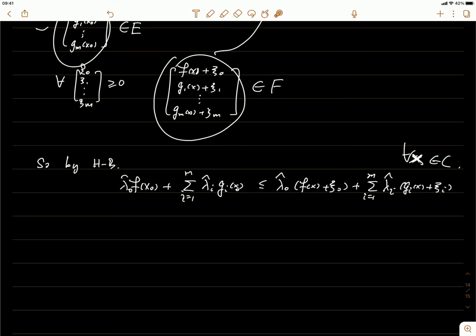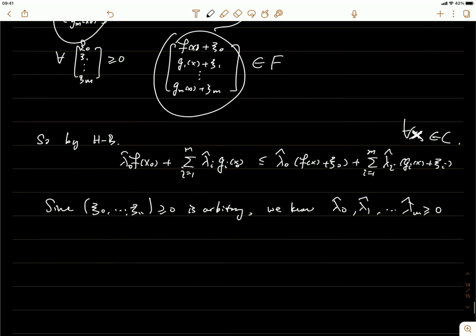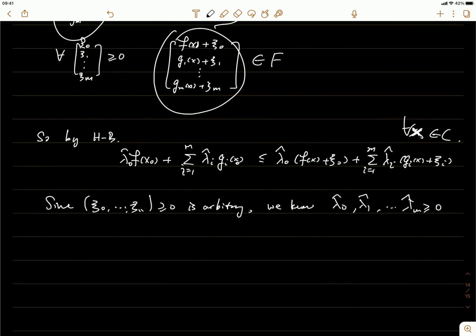And similarly, this must be greater than zero, because if it is less than zero, then by making this go to positive infinity, I can again make the right hand side go to negative infinity, and that is again a contradiction to this inequality right here. So since this c greater than zero is arbitrary, we know that lambda zero, lambda one hat, all the way to lambda m hat, they must be greater than or equal to zero. Okay, so remember that we actually want to show that x naught is not just this, but also x naught must be greater than zero, so we can divide them.